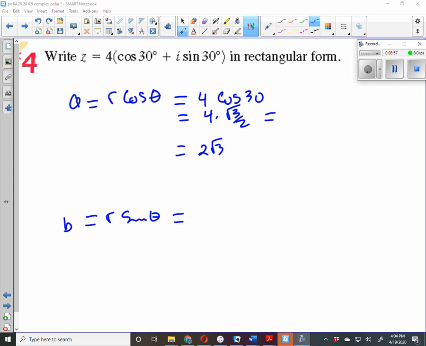Over here, our B is going to be 4 sine 30. Sine of 30 is 1/2. 4 times 1/2 is 2. Therefore, our rectangular form is going to be 2 square root 3 plus 2i.